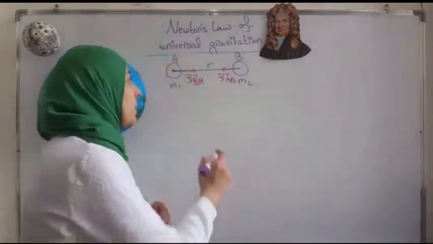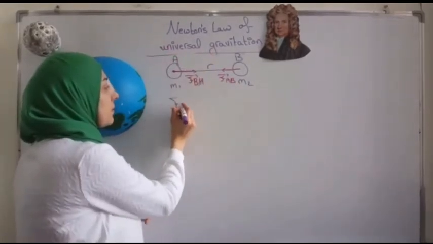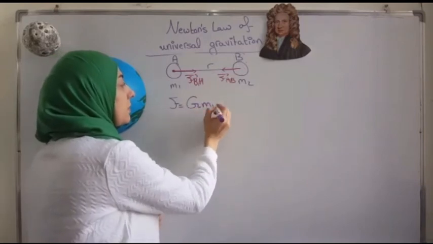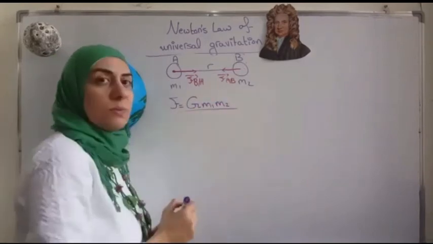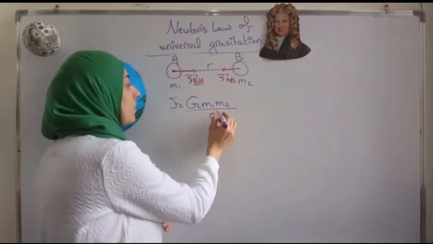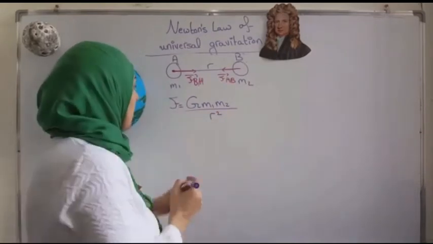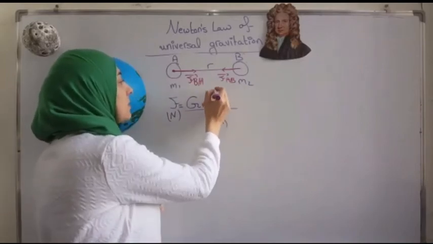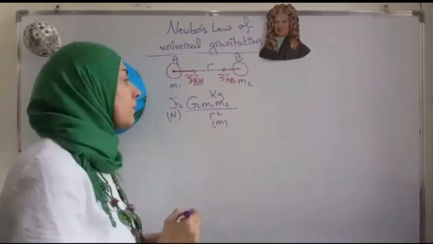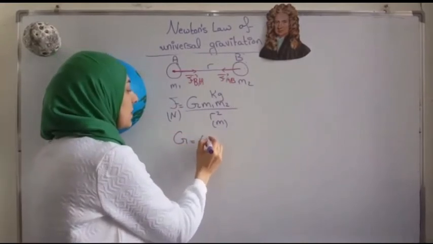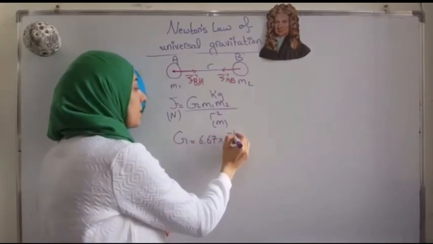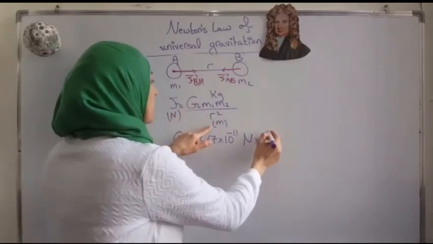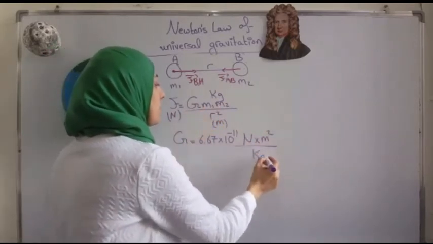Their common magnitude, according to the law of universal gravitation, is equal to a constant G times the mass of the first body times the mass of the second body divided by the square of the distance between them. Now, F is in newtons, r is in meters and the masses are in kilograms. The accepted value of G is equal to 6.67 times 10 to the power minus 11. So this is in newton times meter squared divided by kilograms squared.